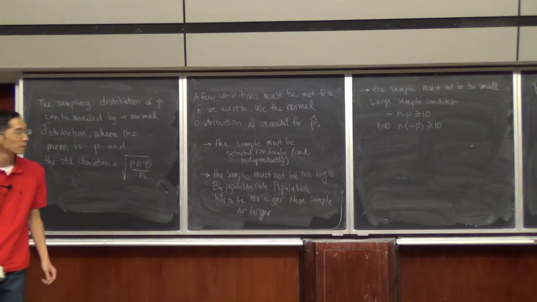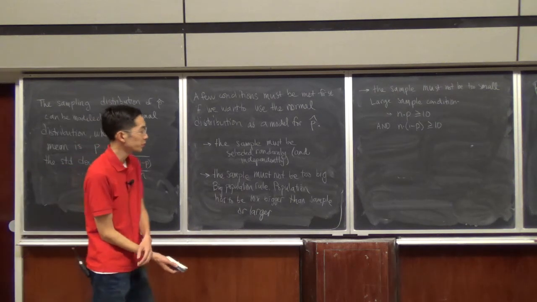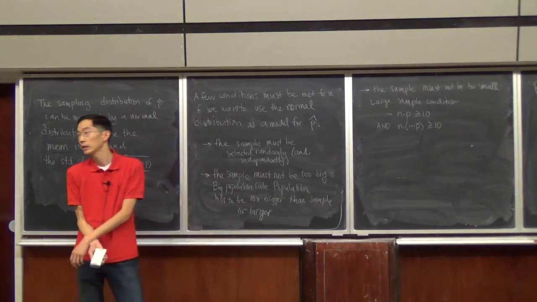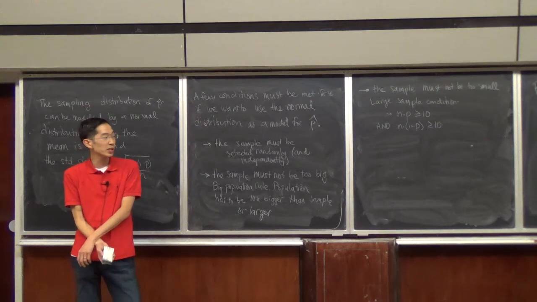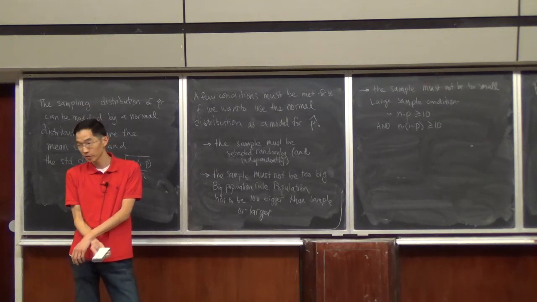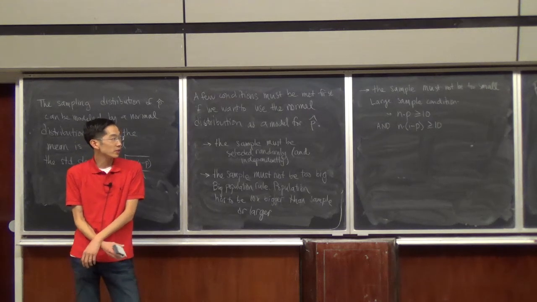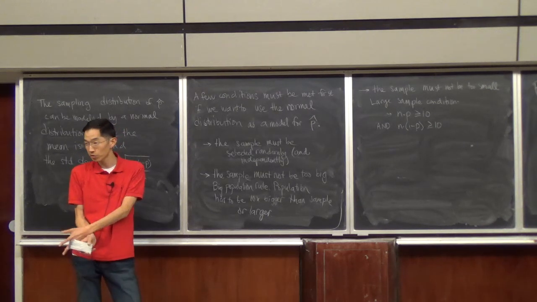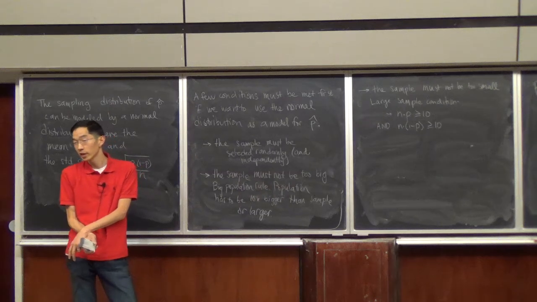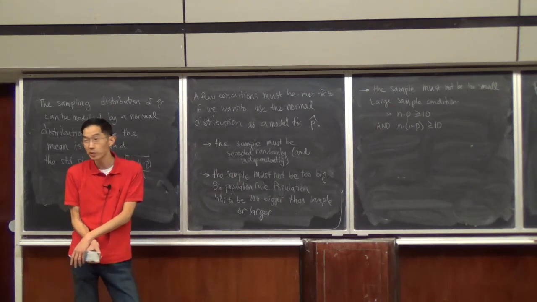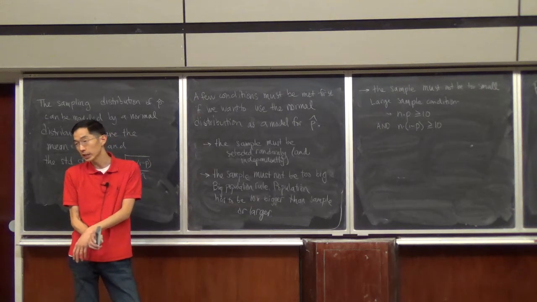What do you mean by that? So what is n? The sample size. And what is p? The proportion in the population. All you have to do is take n times p, multiply those 2 numbers together, and they have to be bigger than 10. And then n times 1 minus p must also be bigger than 10.